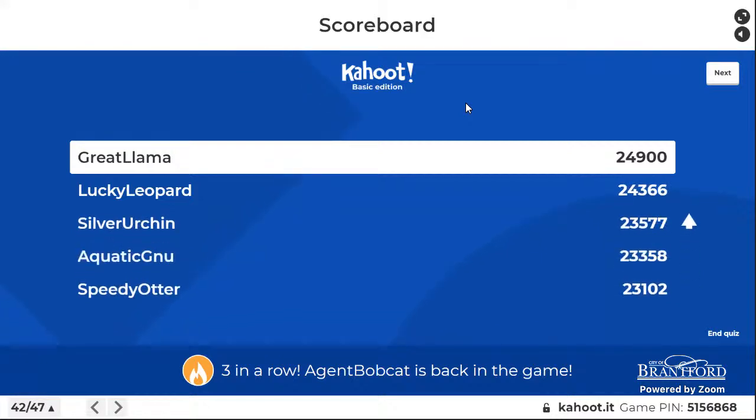Checking out the leaderboard. So that certainly did shake things up. So Silver Urchin has rocketed up to third place and is in the running. Lucky Leopard is on a lucky streak in second place, 24,366 points. And reaching almost 25,000 is Great Llama. All right, so we just have a few questions left. So let's head on to the next one.